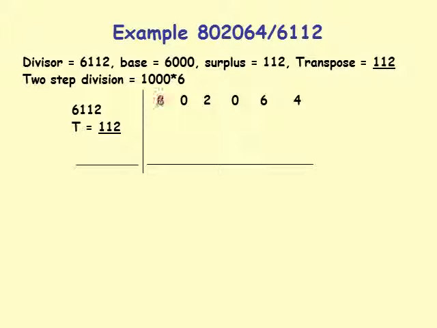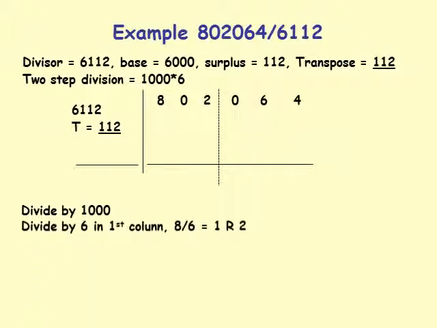So we set up problems like that. This is my dividend, that's my divisor, this is my transpose of surplus. Dividend is 802064, divisor is 6112, transpose is negative 112, and my second division is 6. First division is by 1000. So we divide by 1000 first, that's my first division. Now, in the first column, we divide by 6.